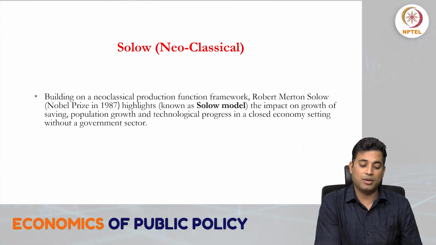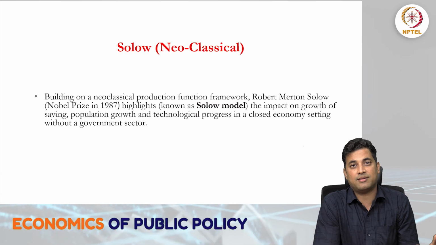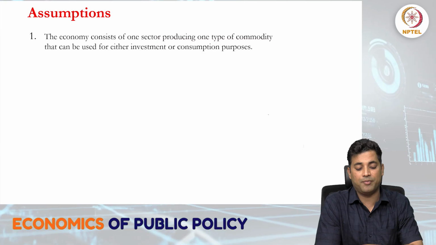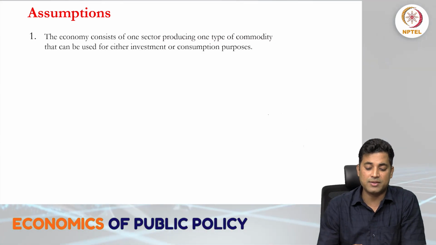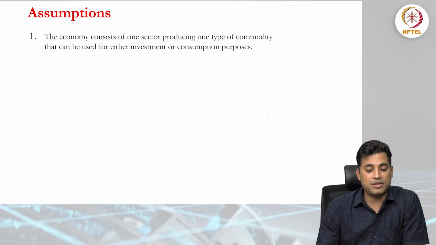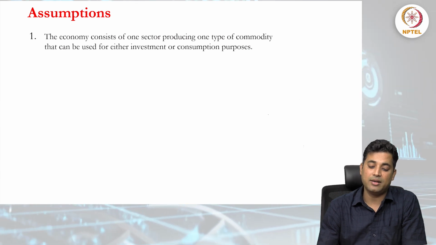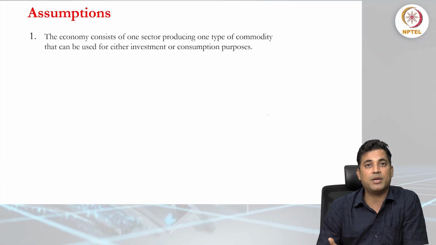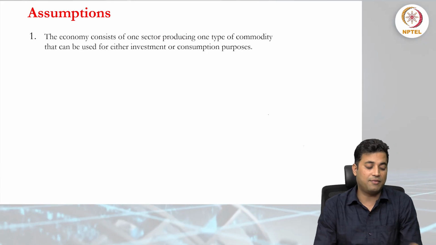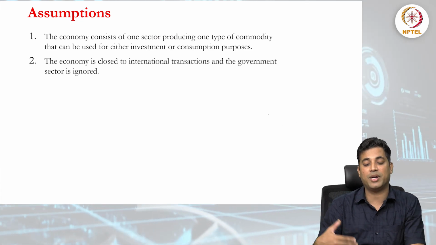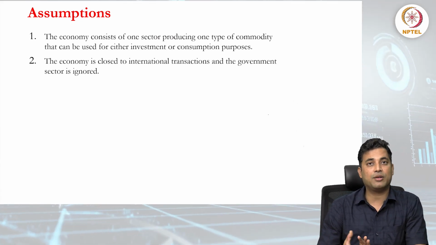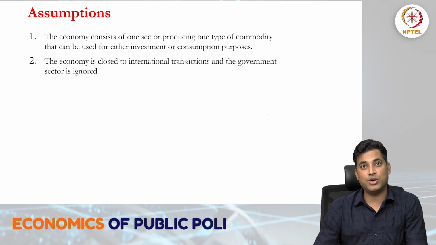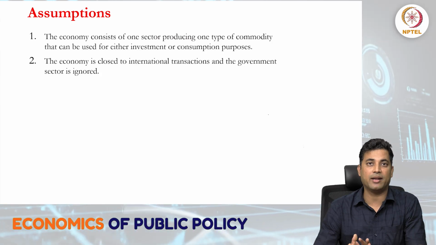So let's go ahead with the basic assumptions that Solow considered. We have kept only broad assumptions. The first assumption is that the economy consists of one sector producing one type of commodity that can be used for either investment or consumption purposes. So it is like one commodity at a time. Second, the economy is closed, and therefore international transactions and government interventions are not taken into account.